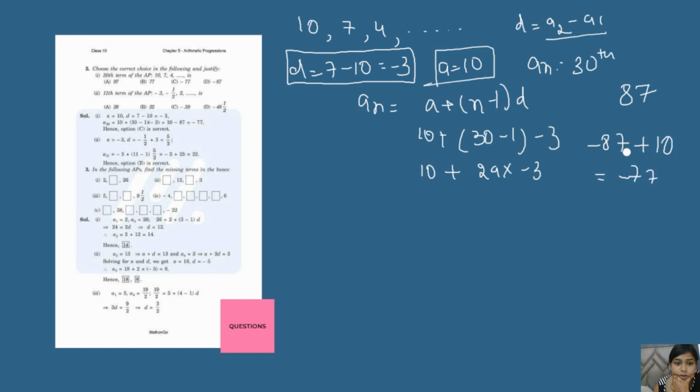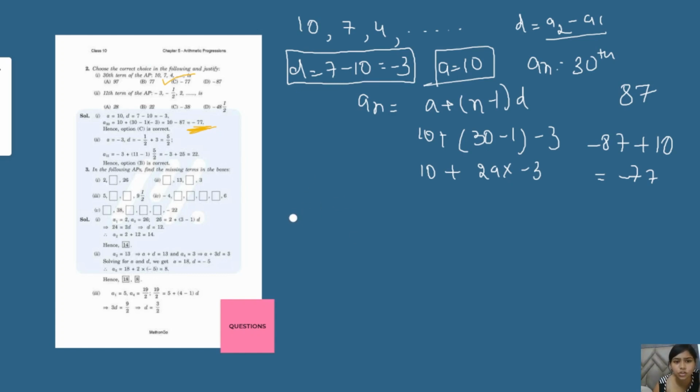I hope this is clear to you, and you can easily check the given value. Minus 77 is in the options, so C is the correct option for this question, right? Let's move forward to our next question, the 11th term of the AP.